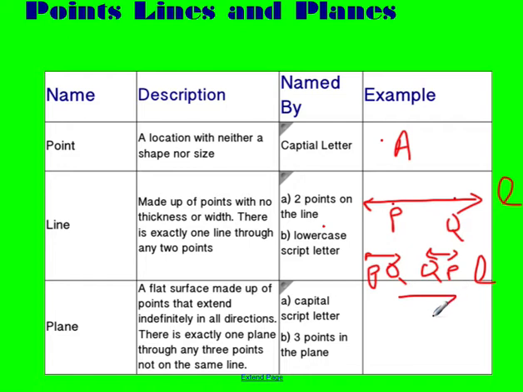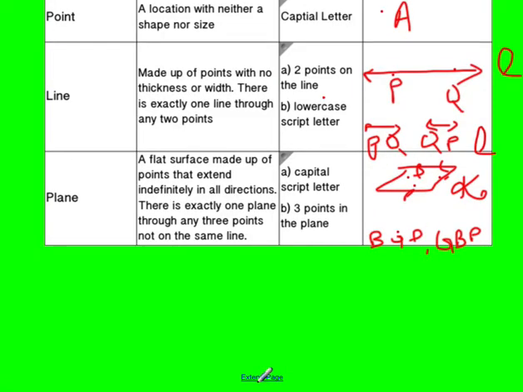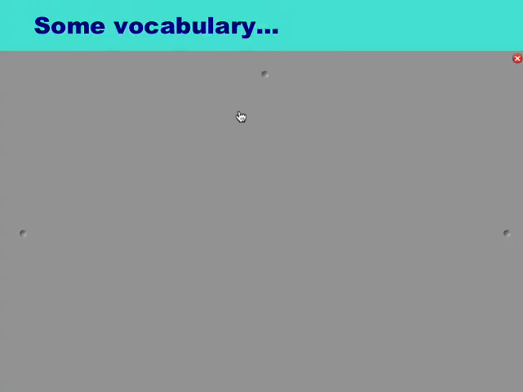So if I have a plane, this is a plane. A plane is basically a shape. And on this plane I have point B, point G, and point P. And I also have a capital cursive K. So I could say that this is plane BGP. I could also say it's GBP. So I group any 3 points together to make the plane, and that's a way we can name the plane. We also could say that this is plane K because it's a capital script letter, and that's how we can name that plane. Now let's go ahead and take some time to look at some of our vocabulary.